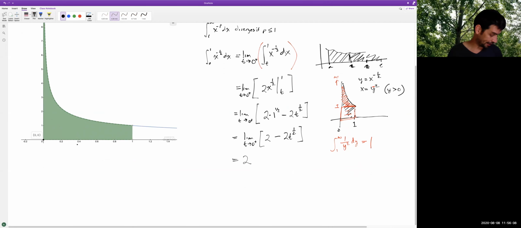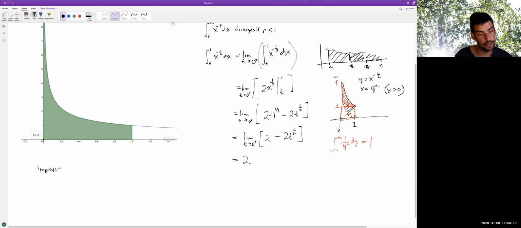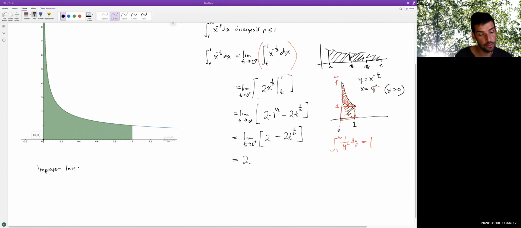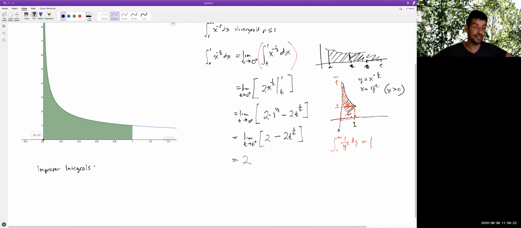Okay, anyways, back to our definition of improper integrals. Last time we had 3 rules for improper integrals going at positive infinity, negative infinity, or both.